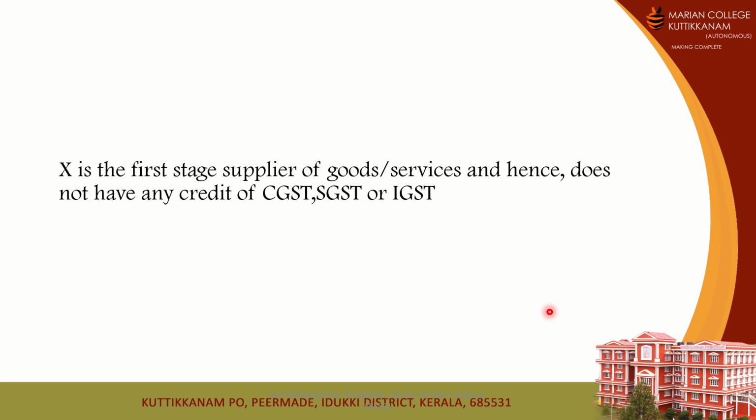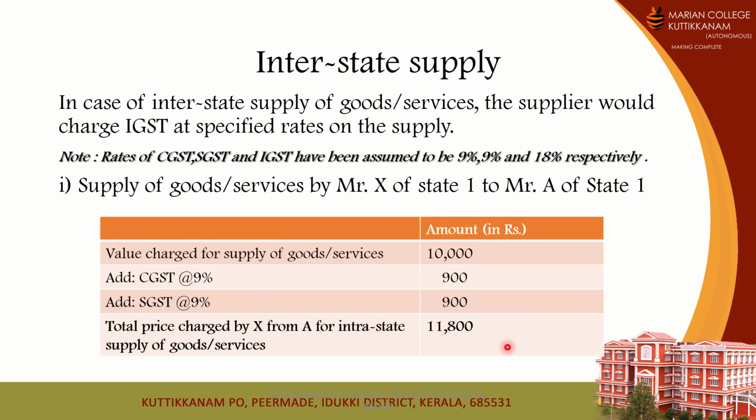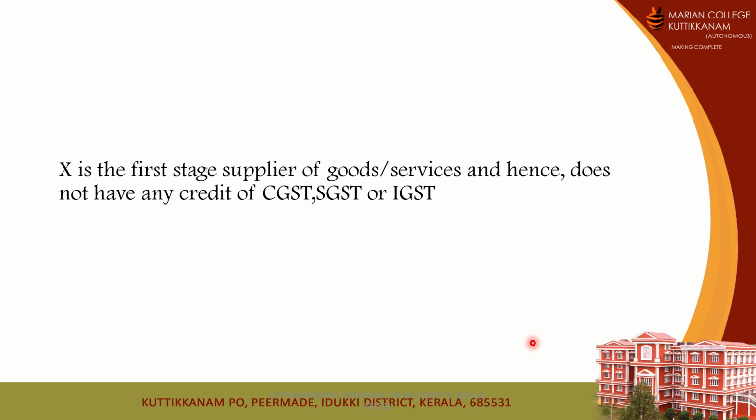So X is the first stage supplier of goods. Say for example, X is the seller of raw materials. So Mr. X sells the raw materials to Mr. A, who purchases it from him at a price of 11,800. Okay. Since X is the first stage supplier, he does not get any credit of CGST, SGST or IGST. After seeing how IGST is calculated, we will also discuss the input tax credit received by the suppliers in these cases.